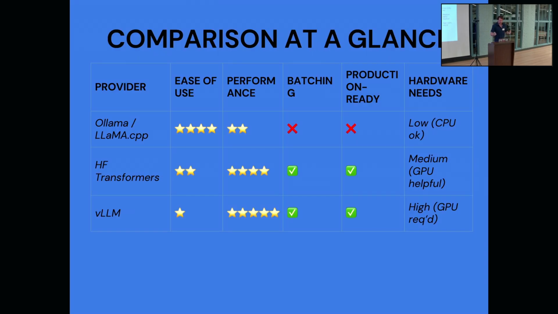So let's look at an overall comparison. Now you can see ease of use. Essentially, Ollama is the easiest to use, where vLLM is really hard. But performance, Ollama is not actually great, and does not support batching.